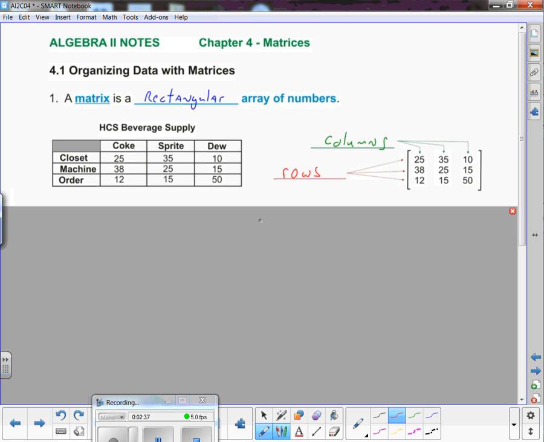You got rows and columns. And I didn't mention this when we're doing the rows, but notice the rows represent how much Coke, Sprite, and Mountain Dew is in the closet in the first top row. Second row representing how much Coke, Sprite, and Dew is in the machine. And then the third row, how much Coke, Sprite, and Dew has to be ordered. And again, these are just fictitious numbers that I came up with to just give you a little idea of the concept.